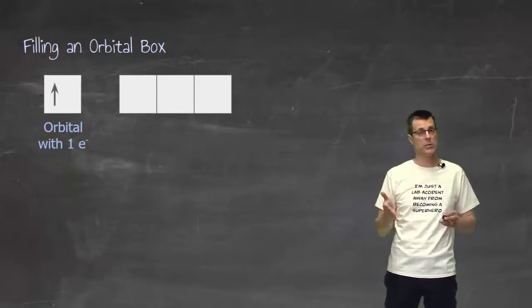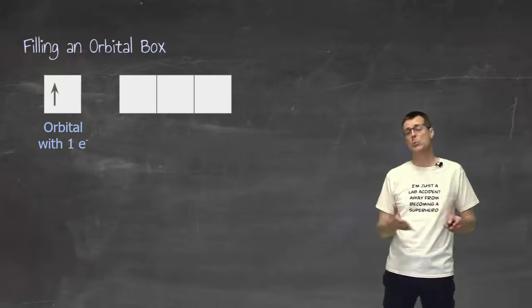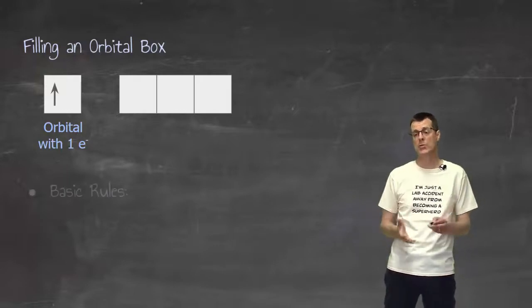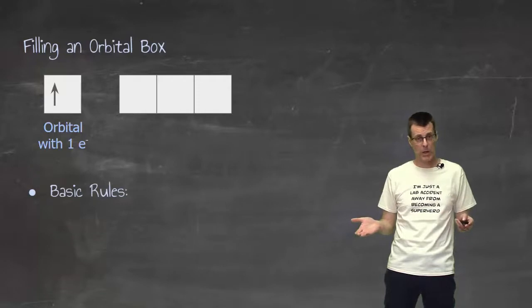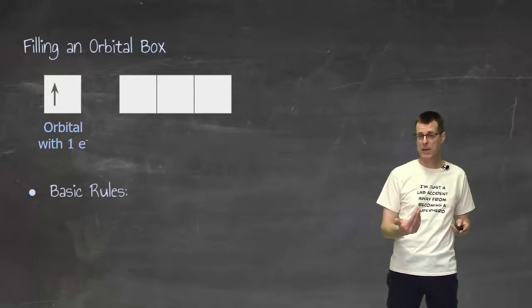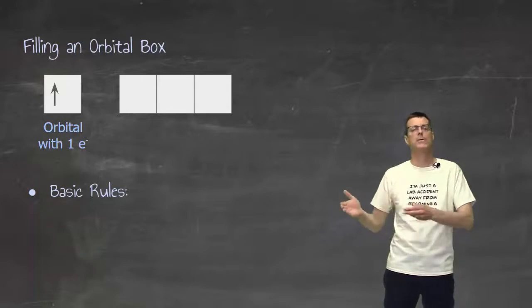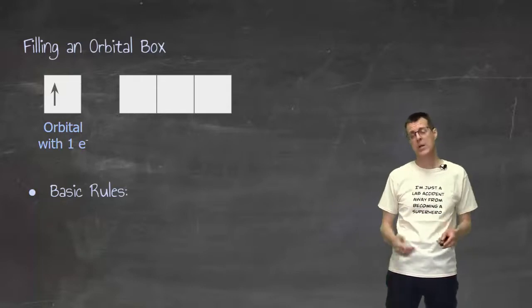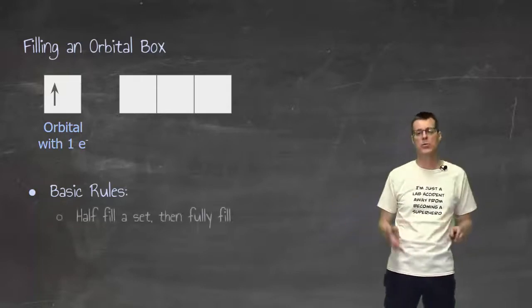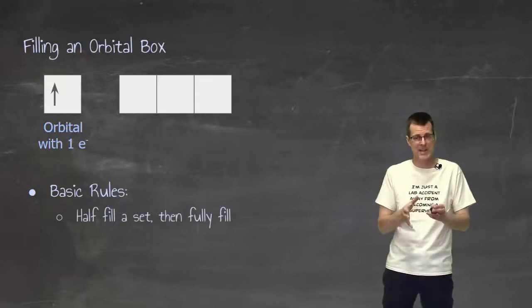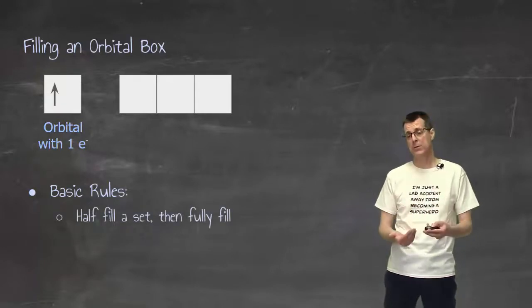Okay, if we're going to fill an orbital box, put electrons in it, I'm going to represent an electron using an arrow, either pointing up or pointing down. So an orbital with 1 electron is going to be an arrow pointing up. If I have a second electron, you guessed it, arrow pointing down. How do I know how to fill that, the order that I use? Well, that comes down to these 2 basic rules. One of them is that you're going to half fill a set of orbitals, and then you'll fully fill it.